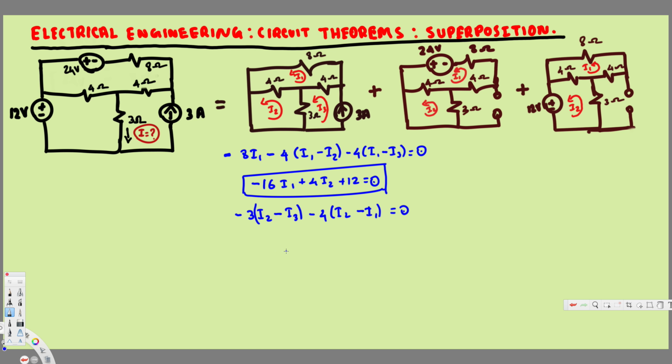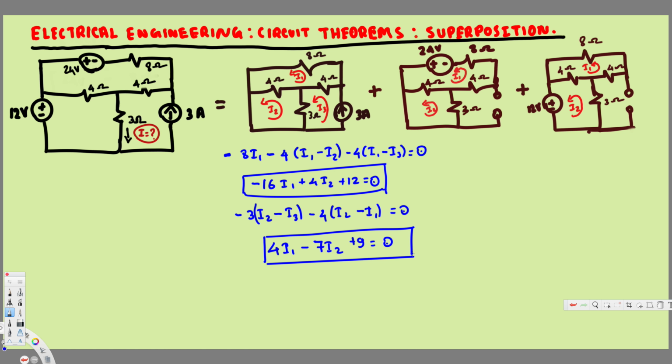Now let's simplify this one. If you simplify, you will get 4 I1 minus 7 I2 plus 9 is equal to 0. So this is what we have right now, and this is our second equation.